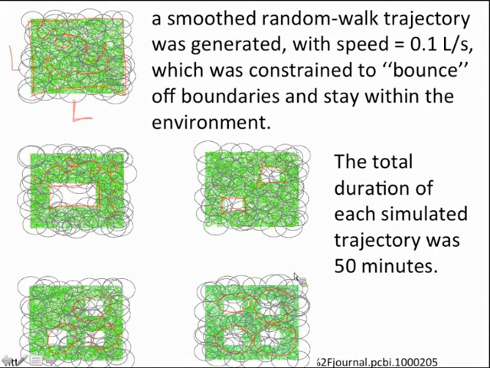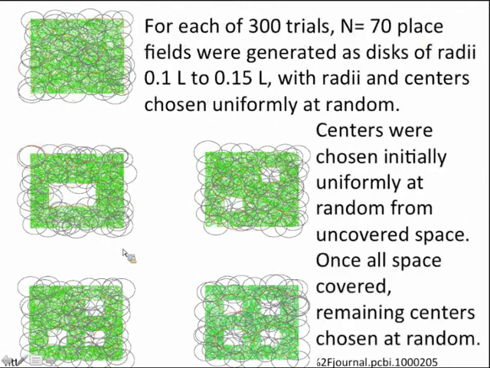So they did a random walk in these 5 different environments, and to cover the entire space they only needed about 50 minutes' worth of data. The green is the path that it's traveling, and traveling for 50 minutes, you can recover this thing here. All the circles are the place fields that they then generated, which we'll talk about shortly. Any questions here? So we first start off with generating random walks.